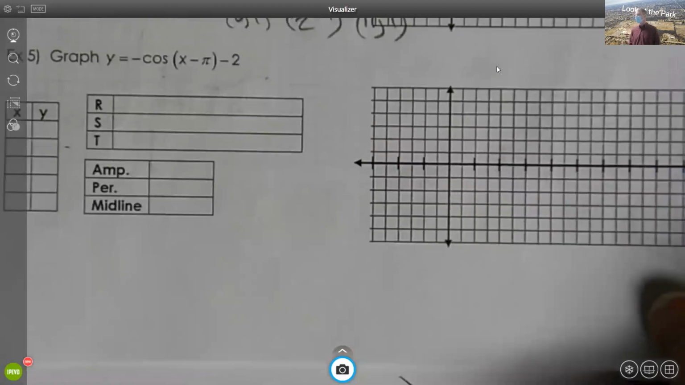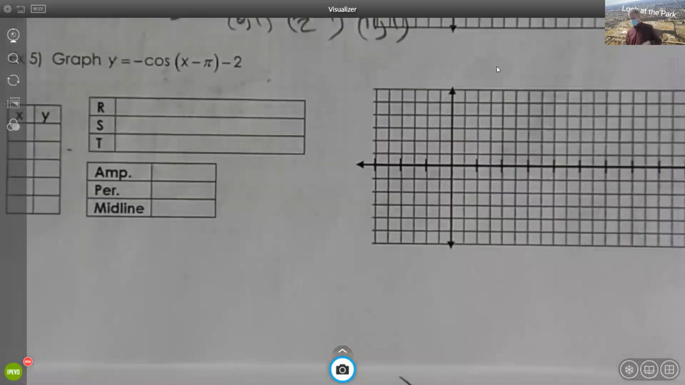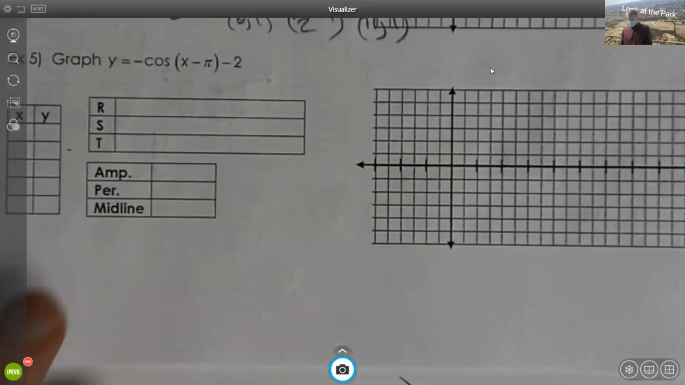Number 5. I'll have you work on this one. You can pause the video. You can come back to it. All right, looking at number 5.